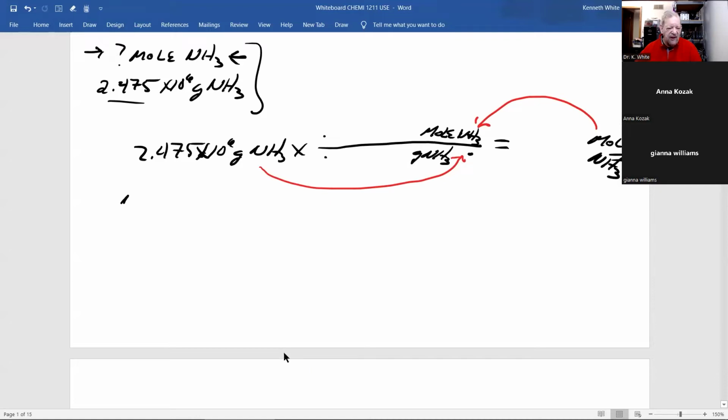So we need the molecular weight of ammonia. That's 3 hydrogens, 1 nitrogen. 3 times 1.01, 1 times 14.0, sum of all atomic weights. Do the math. Add these up.